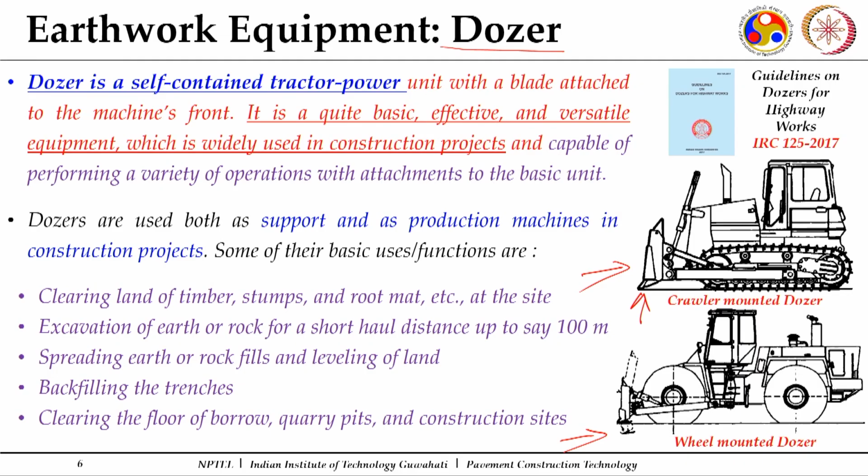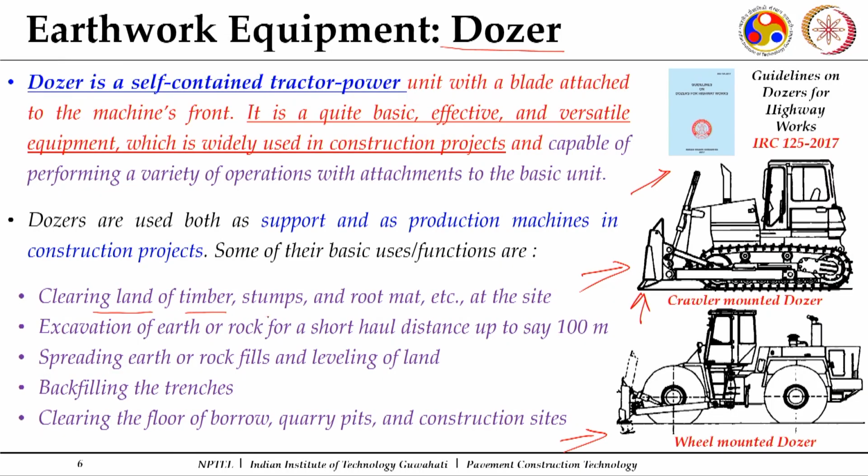It can perform various activities. Versatile activities can be done with the use of this dozer, and we have the IRC guidelines on dozers for highway works, IRC 125. It works as a support machine to some other major construction machinery or as an independent unit on construction projects. And what purposes can they serve? They can serve the clearing of land of timber, stumps and root mat. With this particular blade, we can clear the land.